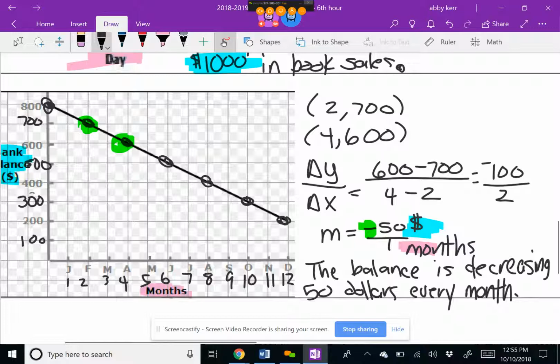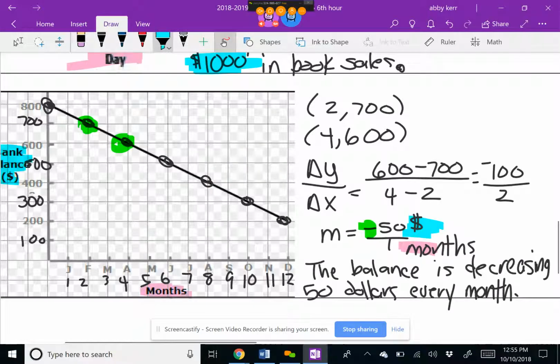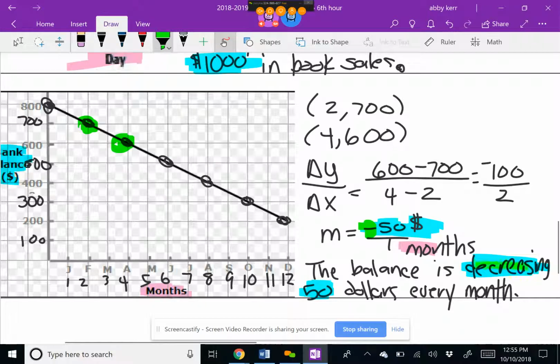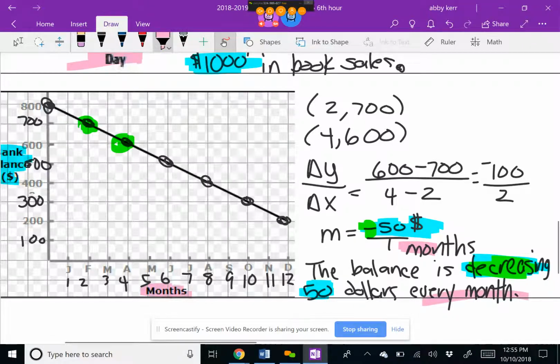Now notice this time the negative 50, it doesn't say negative 50, we're using the word decreasing 50. So if you want, you can even color code the word decreasing as the negative sign. And then notice that I didn't write 1 month, I wrote every month because that means the same thing.